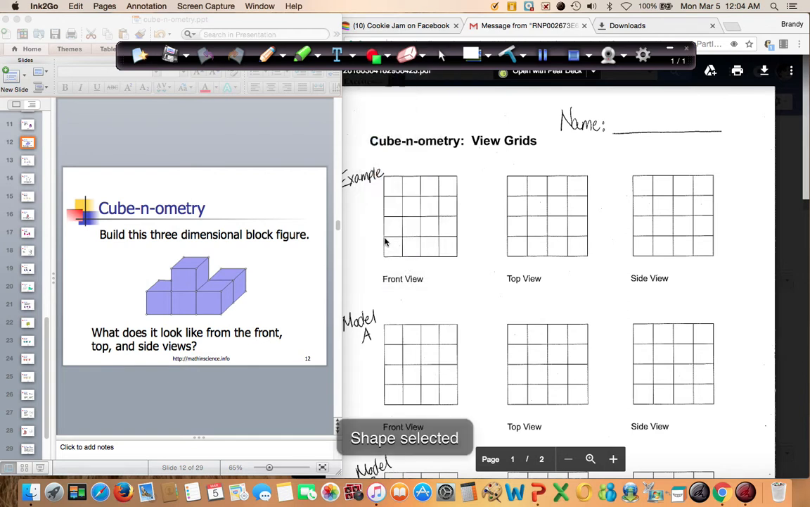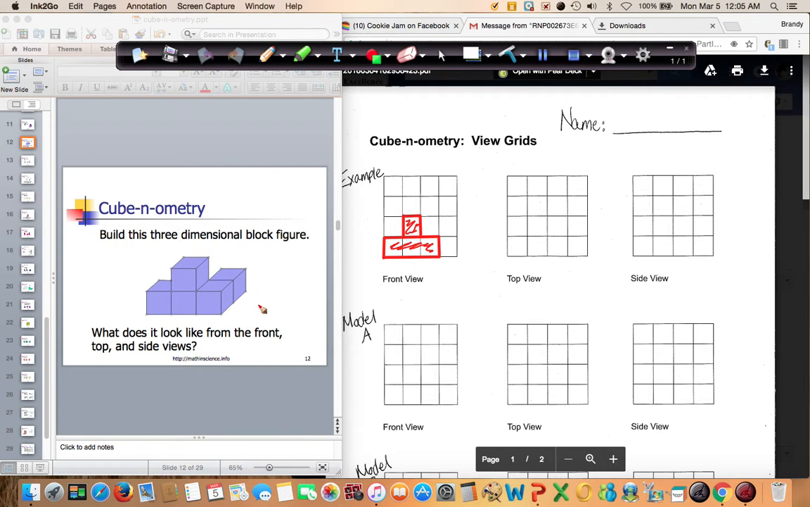I would have 3 pieces here, and then the 1 in the middle going up. And then I could shade all of that in, or you can just do the outline, either one is fine.